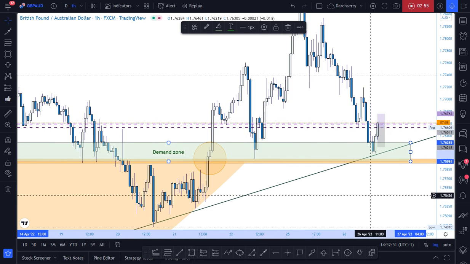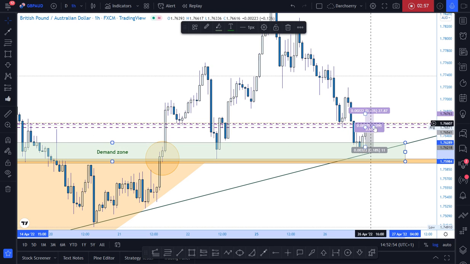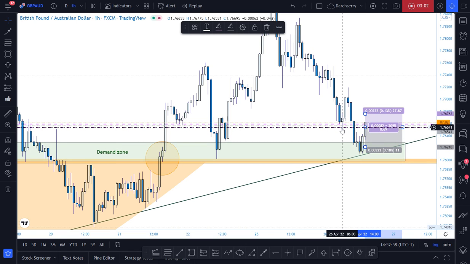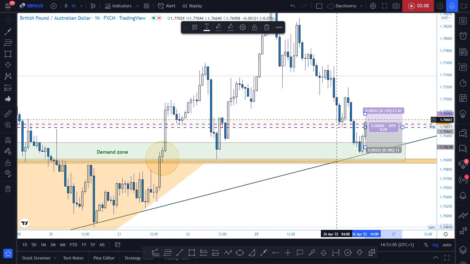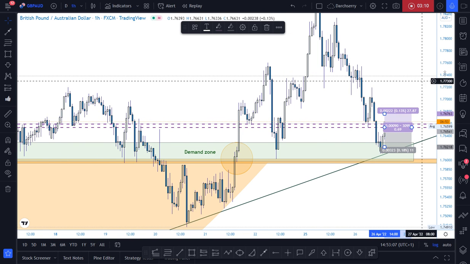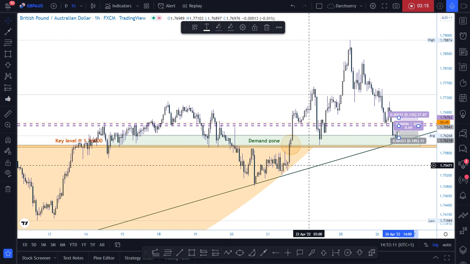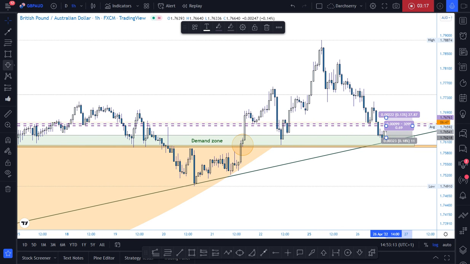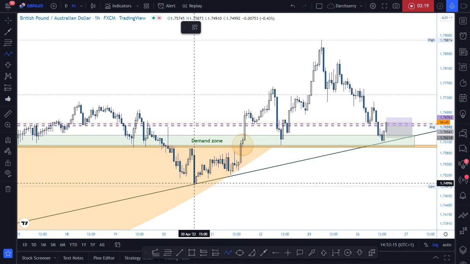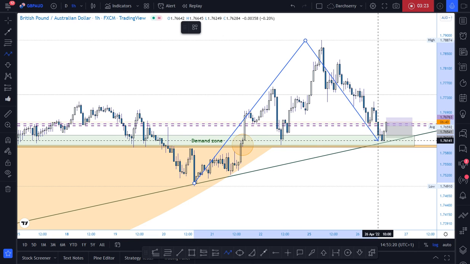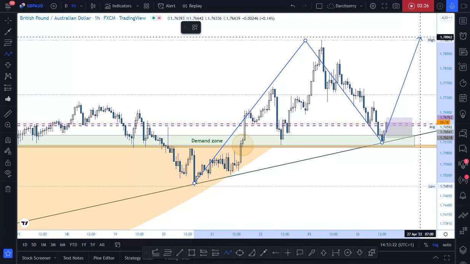So in this regard, once I saw this structure, I placed two pending orders at this point, one at 1.76540 and the other one at 1.766, somewhere 766 thereabout. So where is going to be our take profit target? Now, if I scale down, the first thing I will look at is this. We have an impulse leg here, we had a correction of the impulse leg, and we look for continuation.